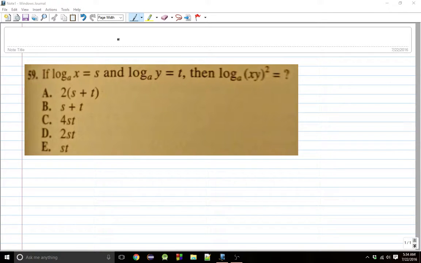If log a to the x equals s and log a to the y equals t, then log a to the xy squared equals... Okay, so this is a seemingly challenging problem, but if you know your logarithm properties, it's actually pretty easy. So there are two properties that we need to know in this case.